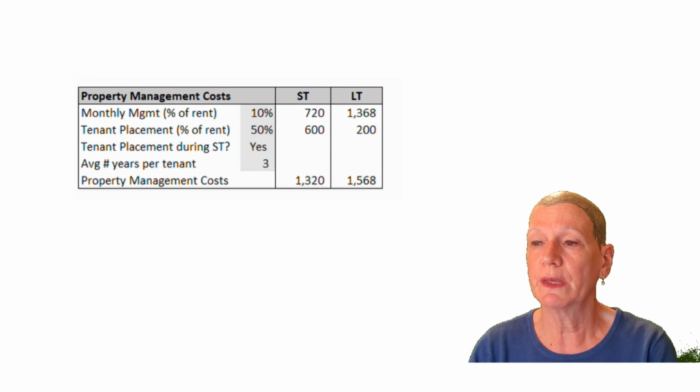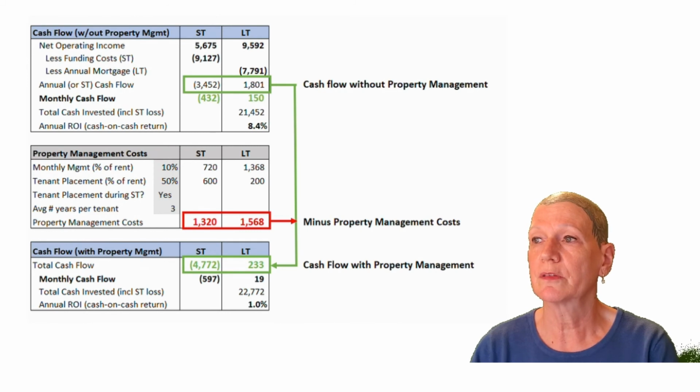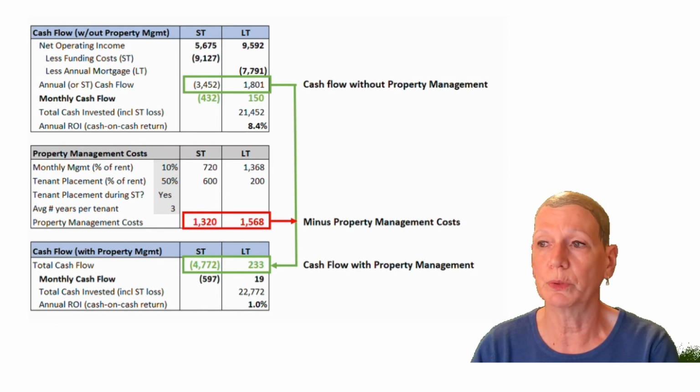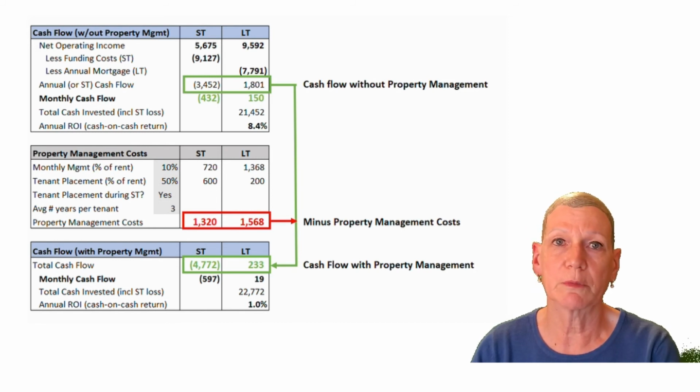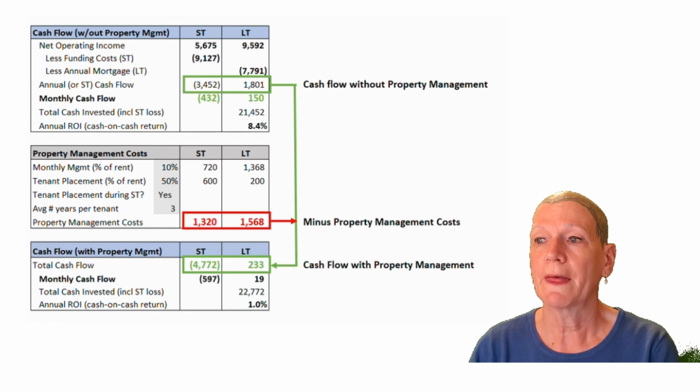To come up with the cash flow estimate with property management, now what you're doing is going back and saying, okay, we had a certain amount of cash flow that we were estimating without doing any property management. We've just estimated what our property management cost will be during these two time frames, short-term and long-term. By just subtracting that number from our estimate of cash flow without property management, we can determine an estimate for the cash flow with property management. And then again, as before, take that and divide it by the time frame to be able to come up with the estimate of the monthly cash flow.